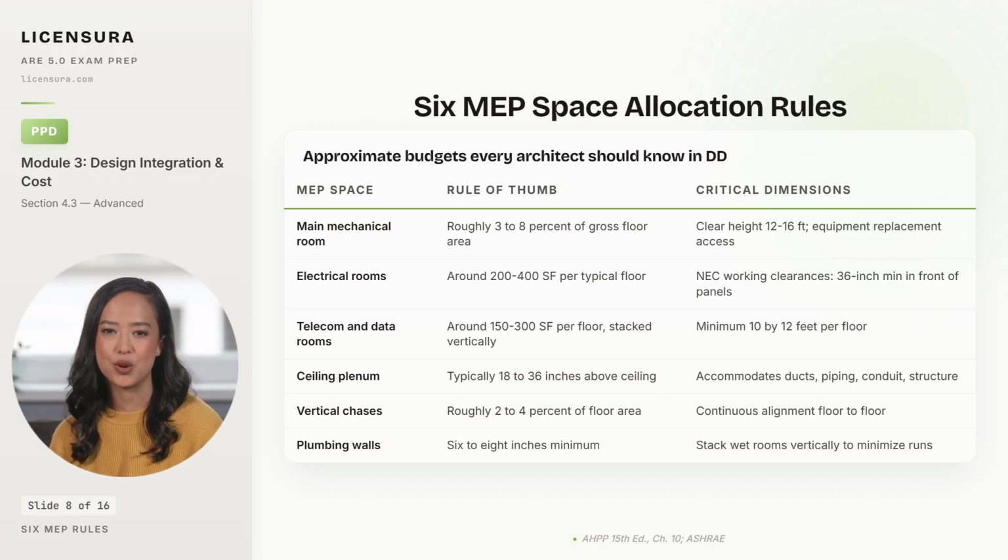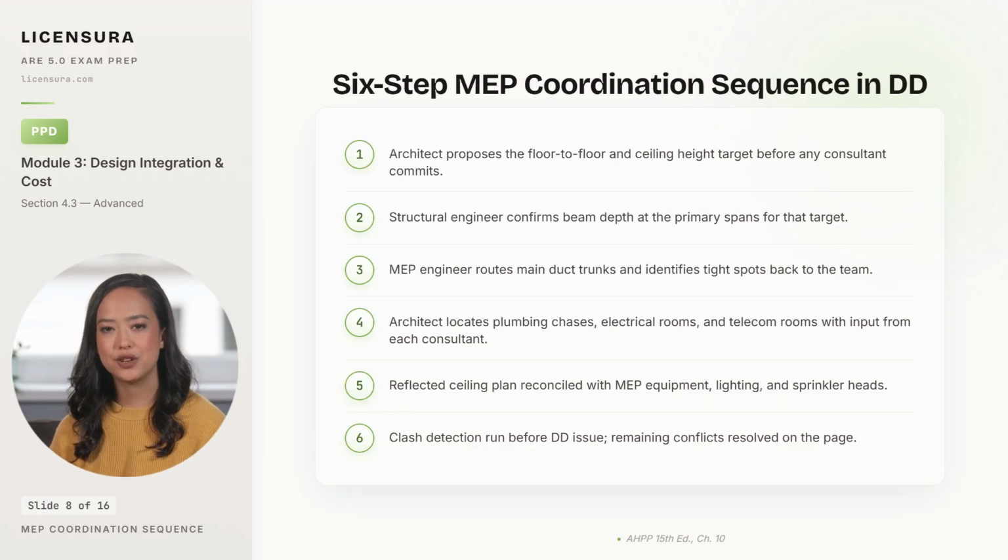6 steps in the right order make MEP coordination work in DD. Skip them and you redesign in CD. 6 steps run MEP coordination during DD. And the sequence matters. First, the architect proposes the floor-to-floor and ceiling height target before any consultant commits to system sizing, because the target is what every other discipline plans against.